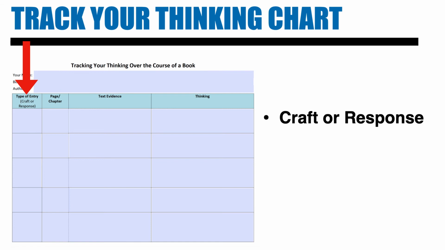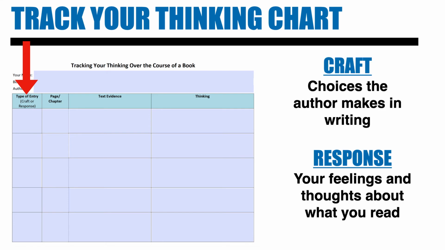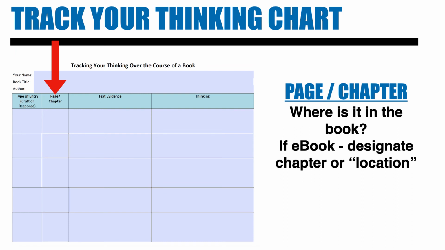You'll notice for Type of Entry, there are 2 choices that can go there, Craft or Response. Craft refers to choices that the author makes in his or her writing. Response refers to your feelings about what you have read. So you'll first identify if the entry you're making is a comment about a craft choice or about a response you've had to what you have read. As you can probably guess, the next column is where you're going to put the page or chapter that the text is found in the book.